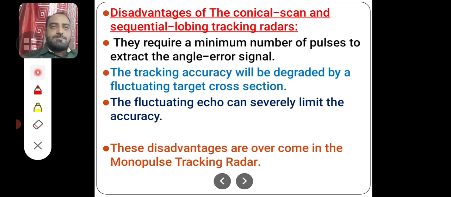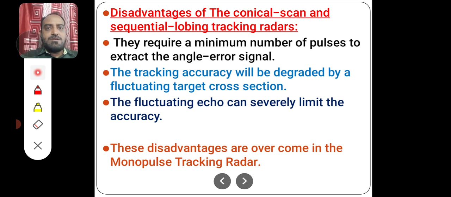The disadvantages of the previous two methods, conical scanning and sequential lobing tracking radars: in both the systems, a minimum number of pulses is required for scanning and acquiring the data. Based on the acquired data, the radar has to check and determine the future position of the target. So to start tracking, it requires a minimum number of pulses to extract the error signal. And tracking accuracy, which is very important, will be degraded by the fluctuating target cross sections.